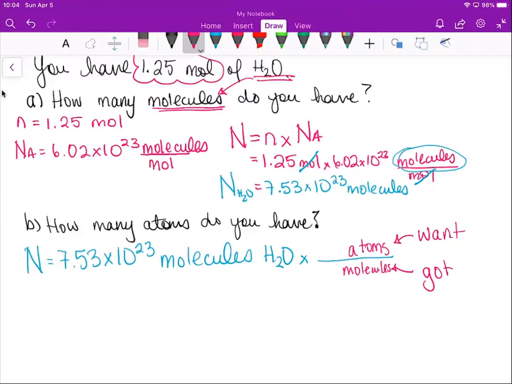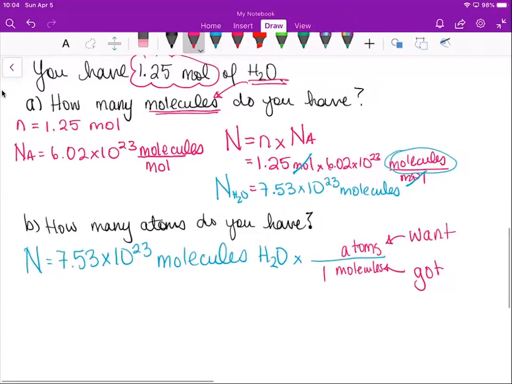So think about it. You have a molecule of water. How many atoms is it? Which one's going to have the coefficient 1? You have to think of it intuitively. So if you have one molecule of water, it's made up of 3 atoms. And this is the conversion. So that when I have molecules here and molecules in the denominator, I'm crossing it out, and I'm left with atoms, which is exactly what the question is asking me for.